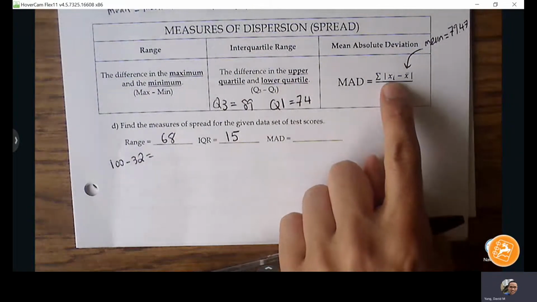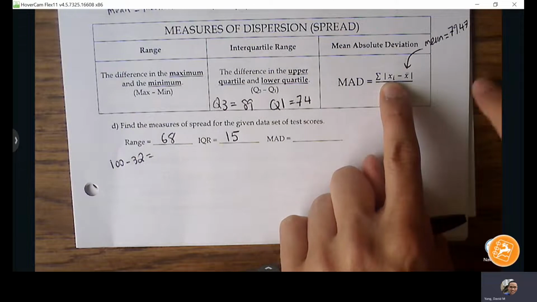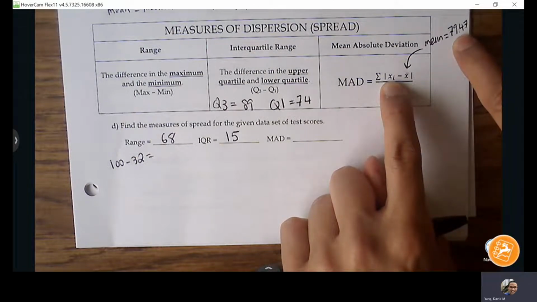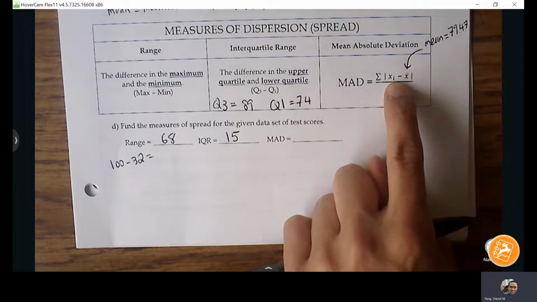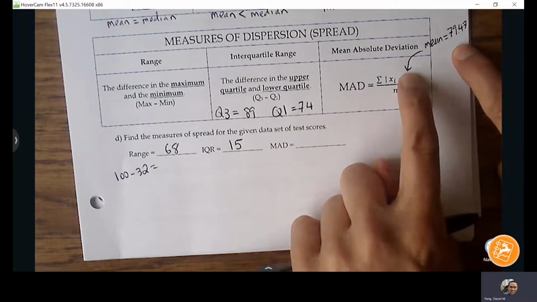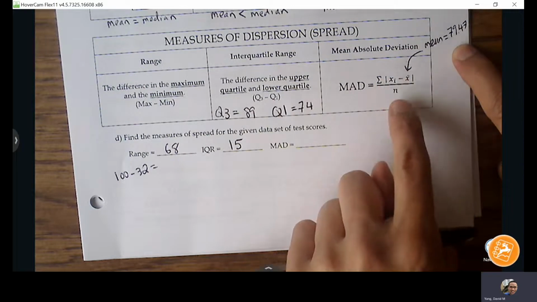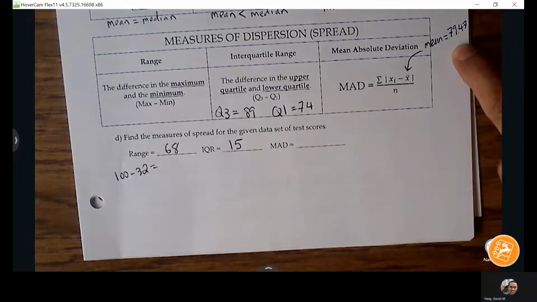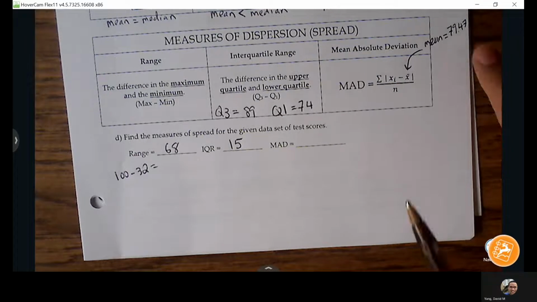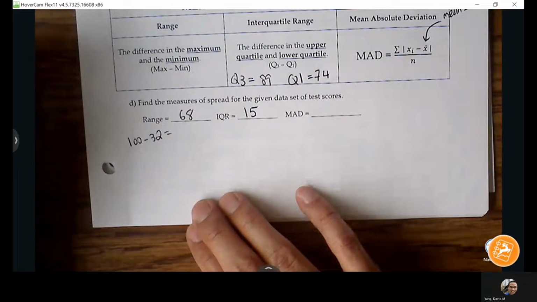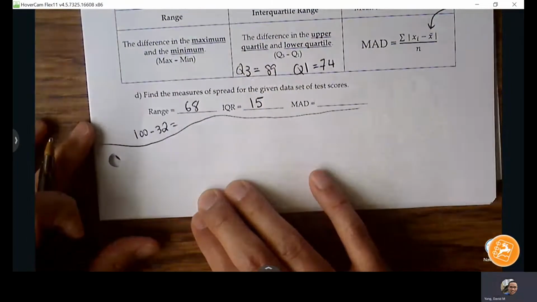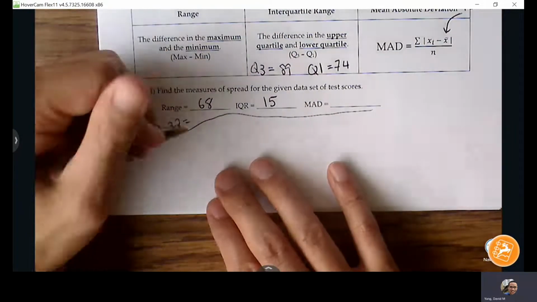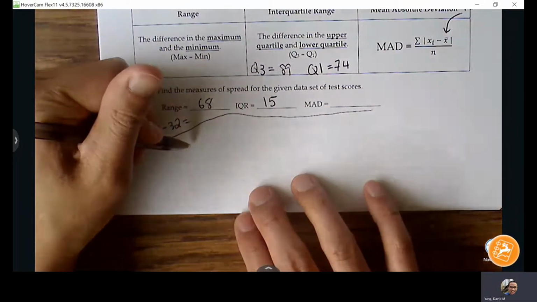What this is saying is that every number, every test score, you're going to subtract from the mean. And whatever number comes out, you're going to take the positive difference between them. Then you're going to add up all those numbers and divide by 15. Okay, so let me show you what that looks like. It's a little tedious because of all the things we have to do, but I'll make a couple of columns here.